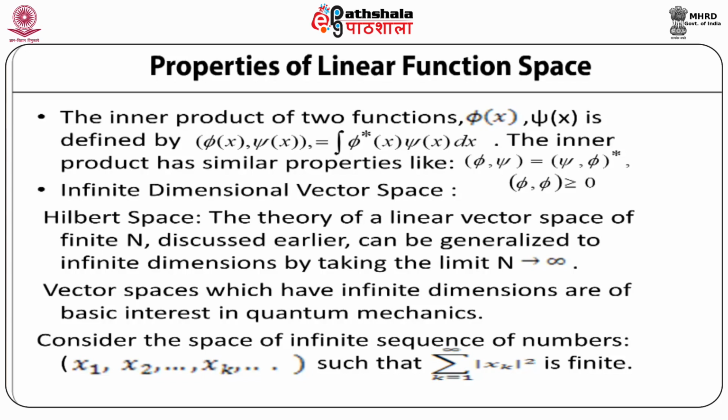So if we have three functions phi, psi and xi, then the inner product of phi and psi plus xi is equal to the inner product of phi and psi plus the inner product of phi and xi. And finally, the inner product of phi with itself is always greater than or equal to 0.